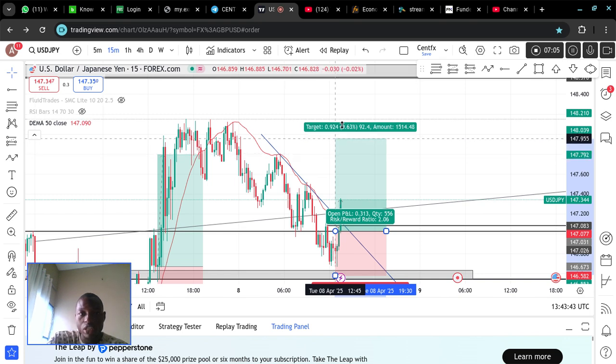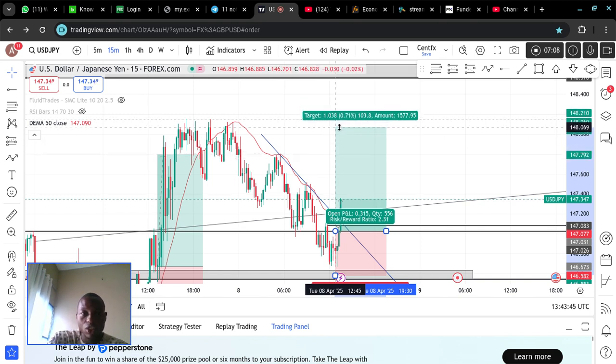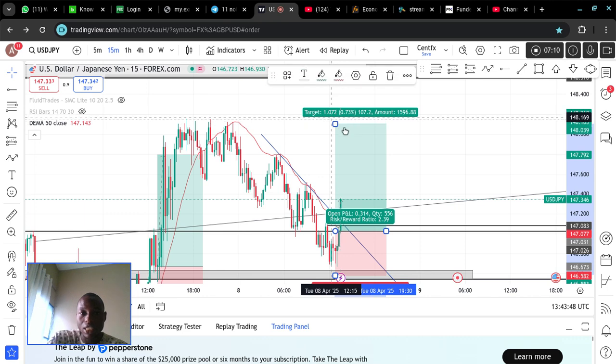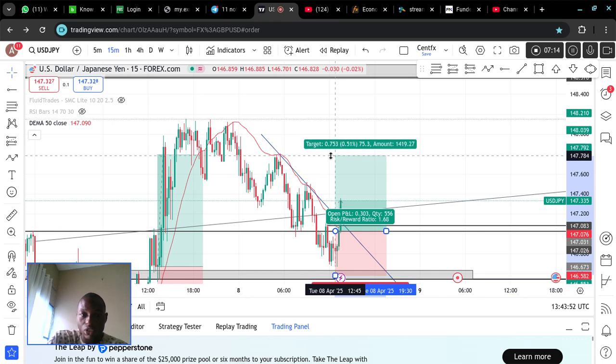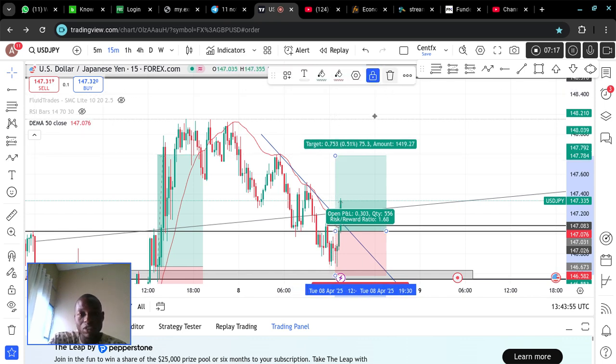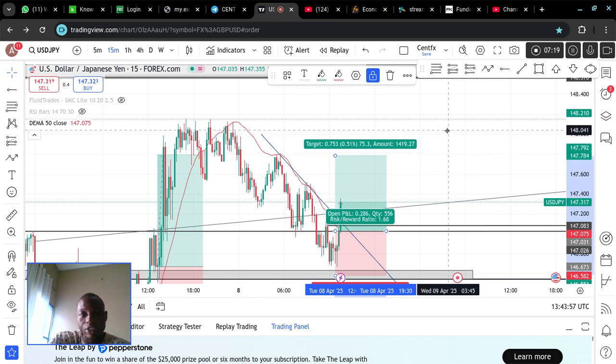But if you want to stay long in the market, you can extend your take profit around this particular area, but I'm okay with this zone. Once I get my profit within this zone, I'm out of the market. That's all. I'm done for the day.